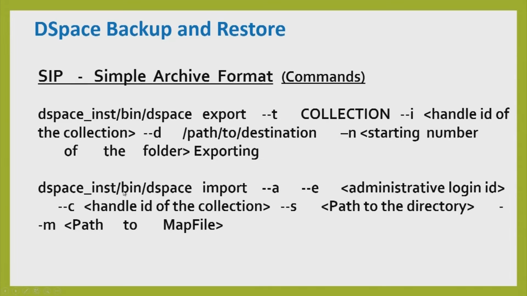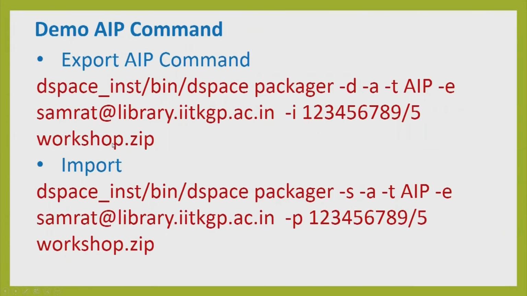Similarly, for importing, you need the import command and give the administrative login and handle ID of the collection, and s is the path of the directory, and a map file is required for your SIP. So, I have just given these two commands, you can take a note of this and you can run it in your system for taking an AIP backup.